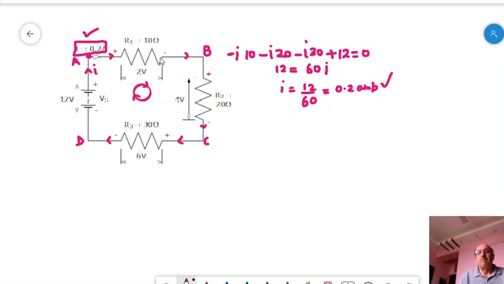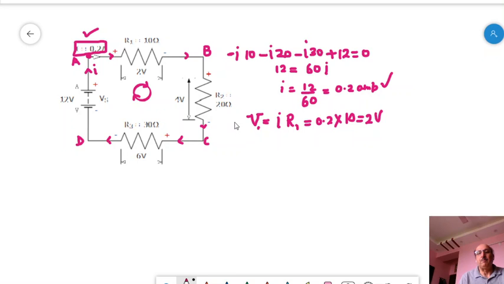which is proving the circuit is correct. We are using the correct Kirchhoff's voltage law. So voltage across R1, the first resistance, is equal to I R1, that is 0.2 into 10 ohm, so it is 2 volt.